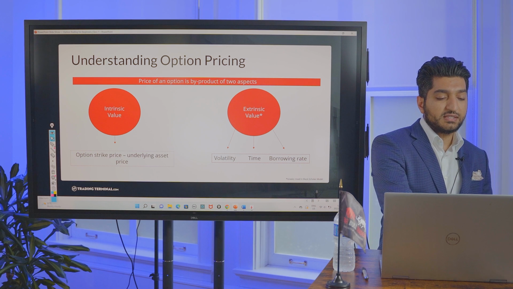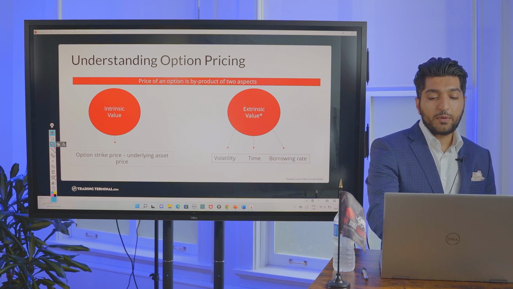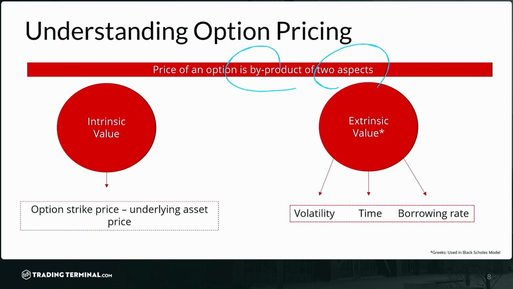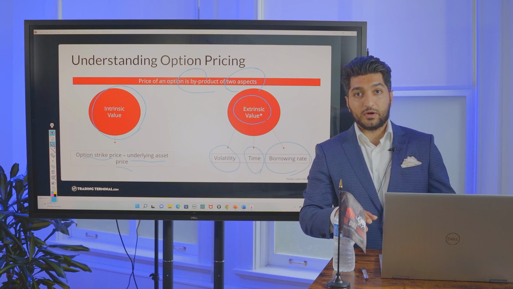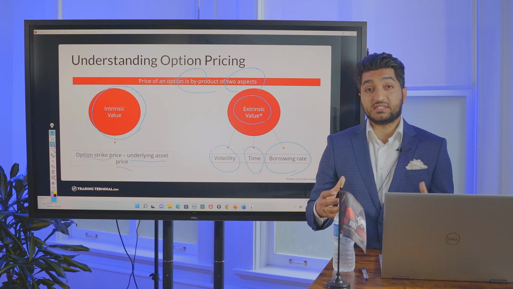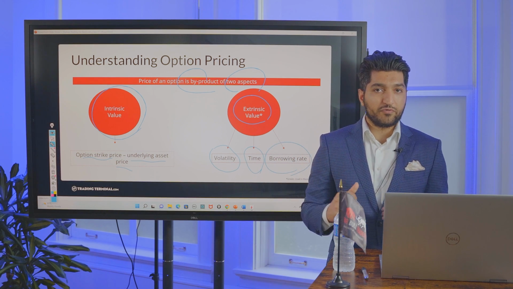Each option price that you see on your option chain is a byproduct of two aspects: intrinsic value, which is option strike price minus the underlying asset price, and extrinsic value. This is the value that is not intrinsic, and a few elements play a role in it. Just to name a few, one of the factors is volatility, one is time, one is interest rate, and one is dividend, which I didn't put in there. All of these are Greeks that we're going to cover in the next class, so don't get overwhelmed.